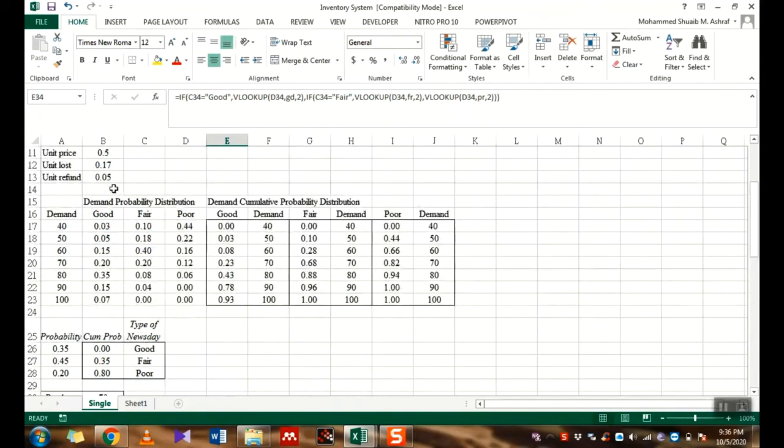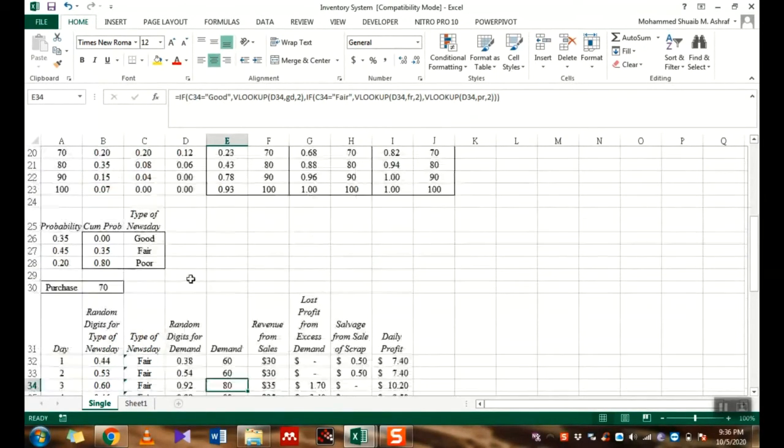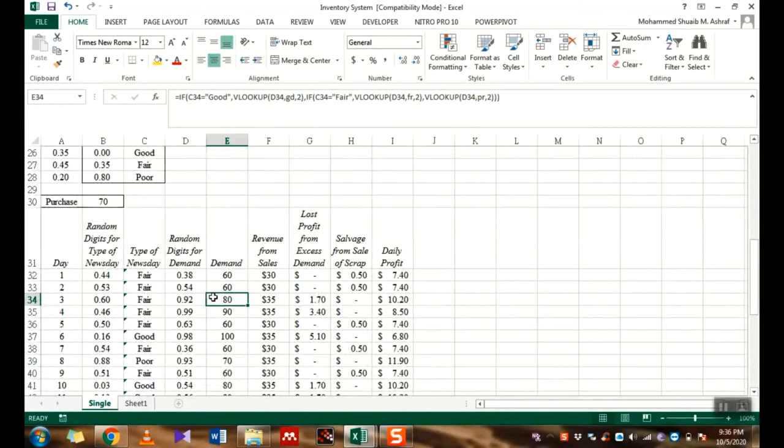So 10 multiplied by the profit on a unit, 17 cents. We make a profit of 17 cents on 1 unit. So 17 cents multiplied by 10. This is the lost profit from excess demand. How will we calculate this?